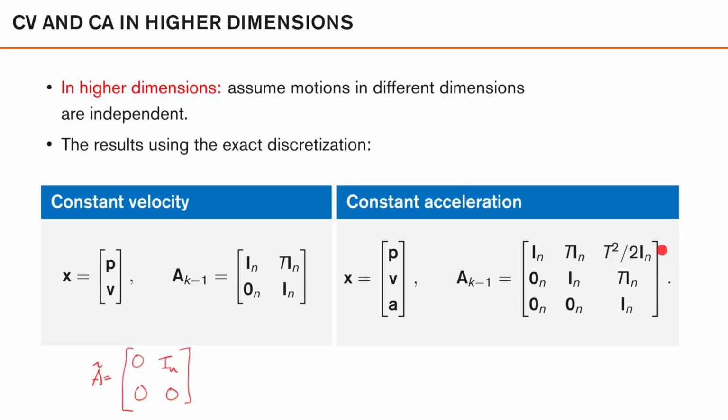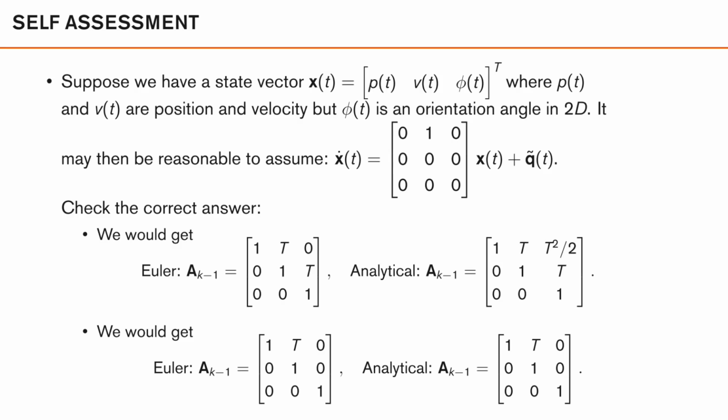Now we can do a similar thing for the constant acceleration model, and we get this result here for the exact method. And we can also generalize this to arbitrary many dimensions, but normally we only do this for 2 or 3 dimensions. Here is a self-assessment question to find out if you can find the discrete time transition matrix for this continuous time model.